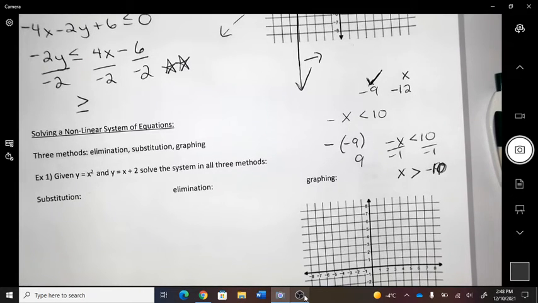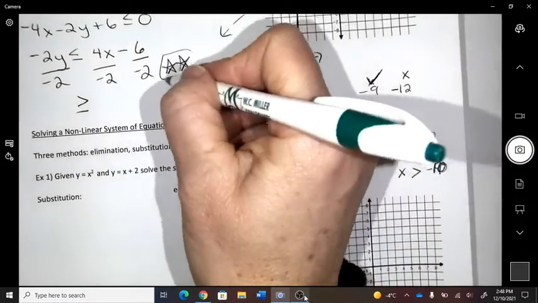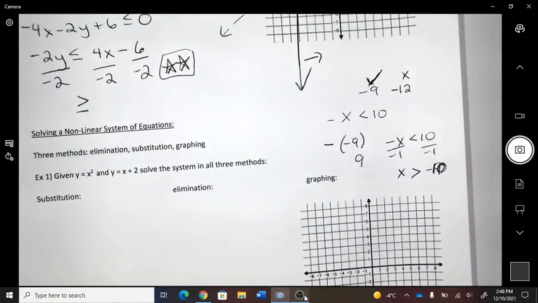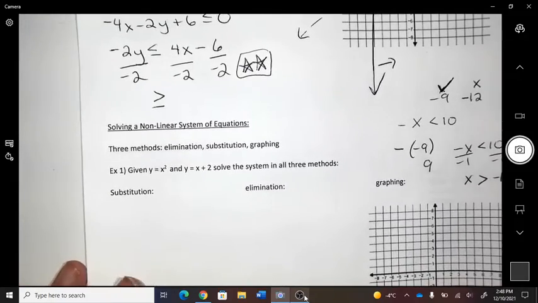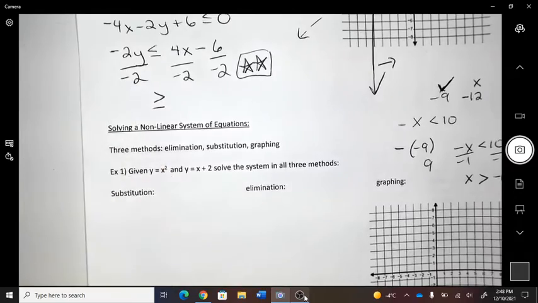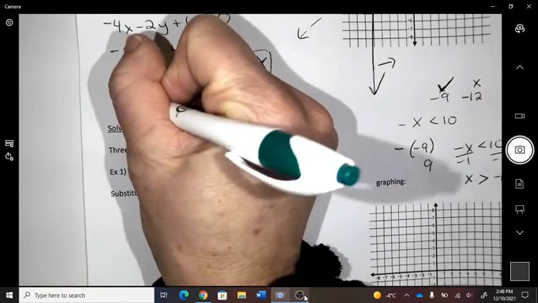Honestly, okay, this is all we need to know. If there's been a division by a negative, it flip-flops my sign. What about multiply? Or multiply by a negative, yeah. But to get y alone, you're going to be dividing. Okay, so y is alone.